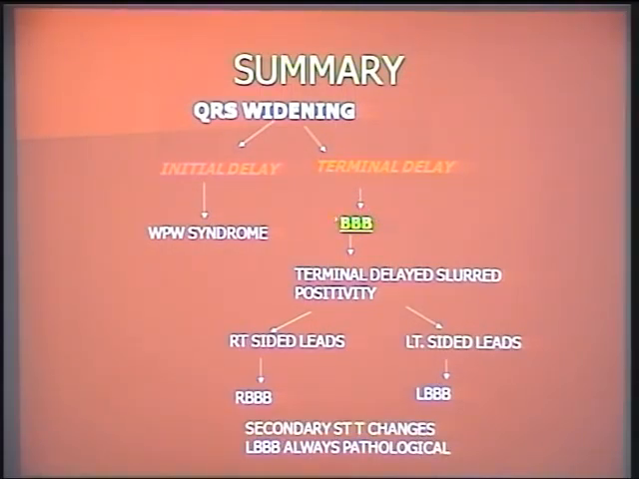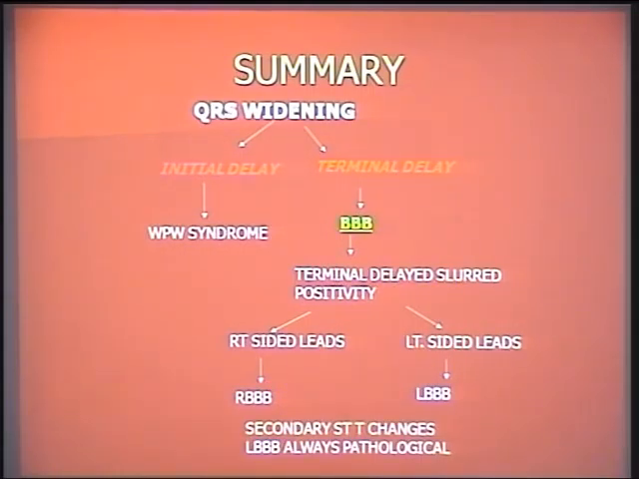Once you decide it is a terminal delay and bundle branch block, the thing to be seen is terminal delayed slurred positivity in which group of leads. If the terminal delayed slurred positivity is over the right-sided leads, it is right bundle branch block. 5% of normal people can have it. The concept is the right ventricle is the last one to be activated, and it is activated through the muscle. The last vector is coming towards the right side.